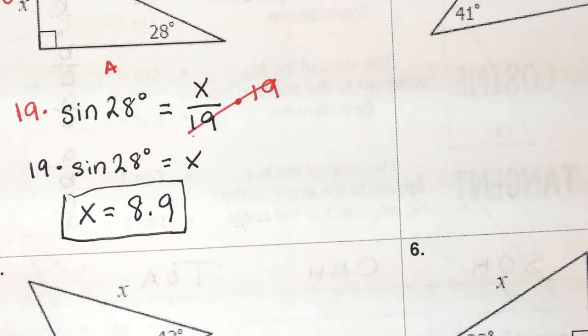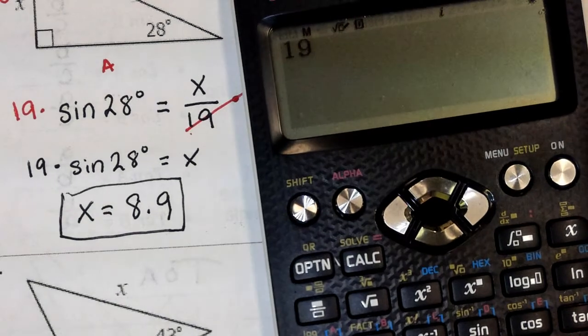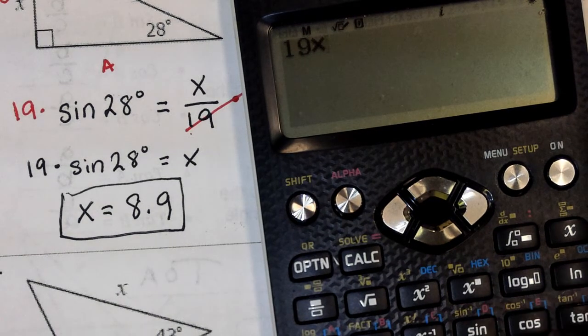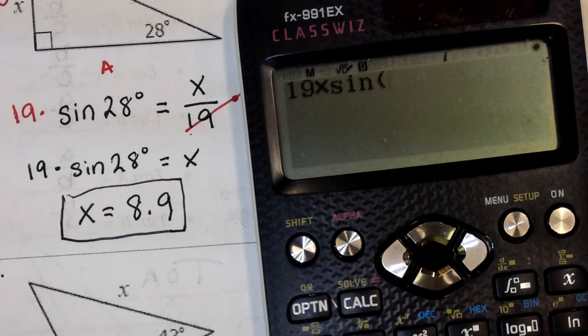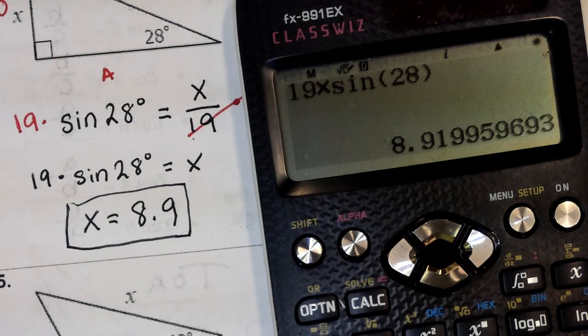If you have one of the more advanced calculators, like I said, on that one you can just type the stuff in the way you see it. On this one you can just do 19 times the sine function. On these calculators, when you hit sine, it'll put a parenthesis after it. It's asking you for the degrees. Hit 28, close the parenthesis, hit equals, and it'll tell you your answer.